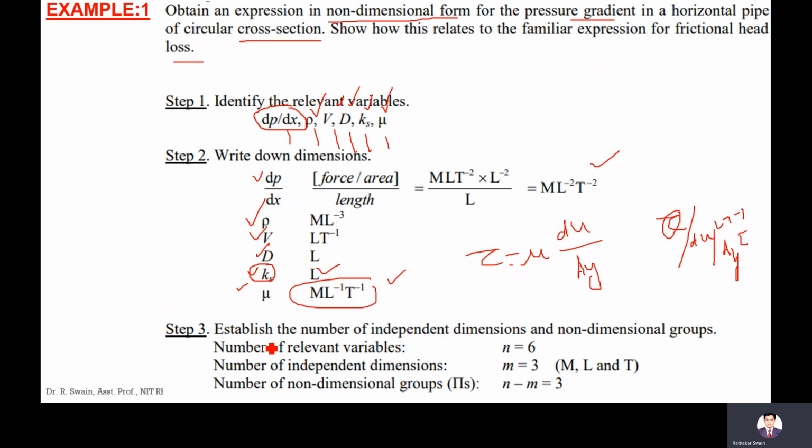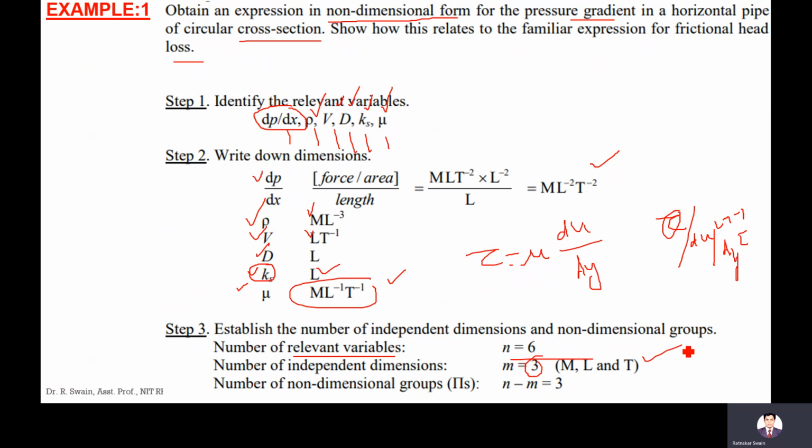So in the next step, you have to write the number of relevant variables. Total variables is 6. The number of independent dimensions is M, L, and T, total 3. Okay, so non-dimensional groups. How many non-dimensional groups do you have to form?